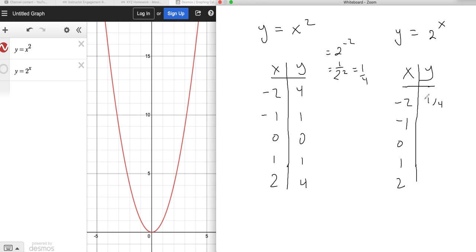2 to the negative 1 would be 1/2. And then 2 to the 0, anything to the 0 makes 1. And then 2 to the 1 is itself, it's 2, and then 2 squared makes 4. So you can kind of see what this pattern looks like. It starts off at anything to the 0 is 1, and then 2 to the first is 2, 2 to the second is 4. If I did 2 cubed, we would get 8. And the fourth, now we're up to a 16.